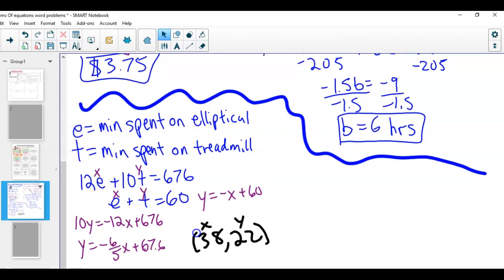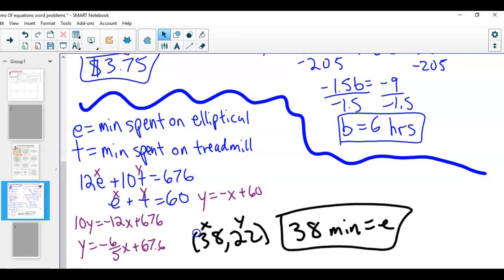And we were asked to find the number of minutes spent on the elliptical, E, which was x, so 38 minutes. And again, you could have also graphed these just using the equations that were given as well.